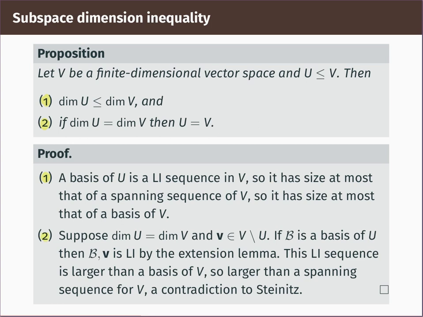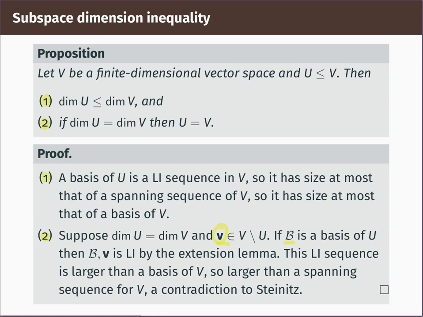For part 2, let's suppose that the dimension of U is equal to the dimension of V, and for a contradiction we'll suppose that U is not equal to V. Certainly U is a subset of V, so if it's not equal to V, that means that there is an element of V which is not in U. So let's choose an element, lowercase v, which is in V but not in U. Now if we take a basis B of U, then its span is U. So its span doesn't contain this vector, bold V.